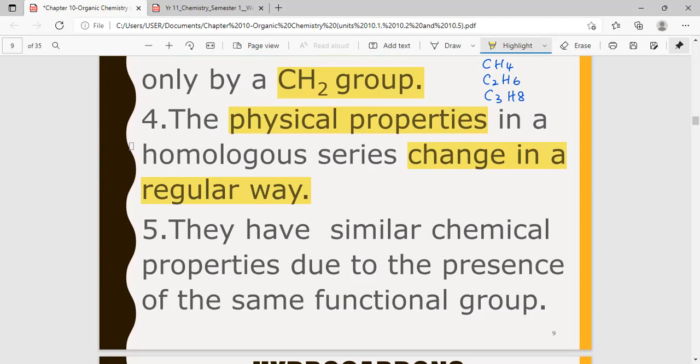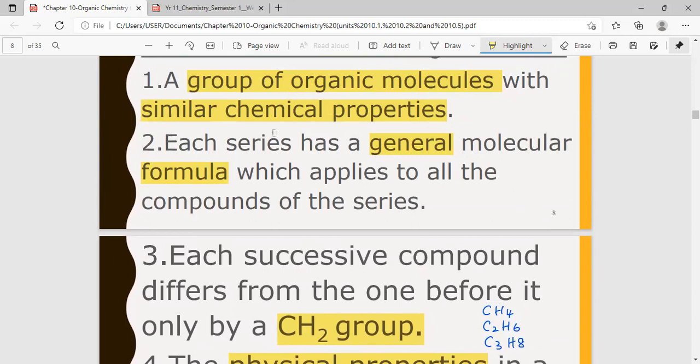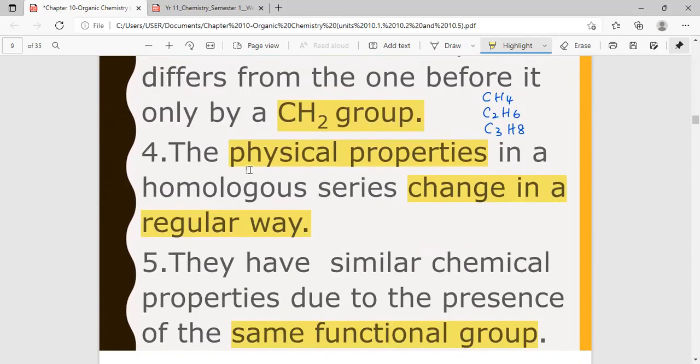So the members of a homologous series have similar chemical properties because they have the same functional group. I will give examples of the functional group and general formula later when we study the homologous series in detail. But for now, you know that a homologous series is a group of organic molecules which have similar chemical properties. They have the same general formula and the same functional group. The physical properties change in a regular way, and neighboring molecules differ by a CH2 group. So these are the characteristics of the homologous series.